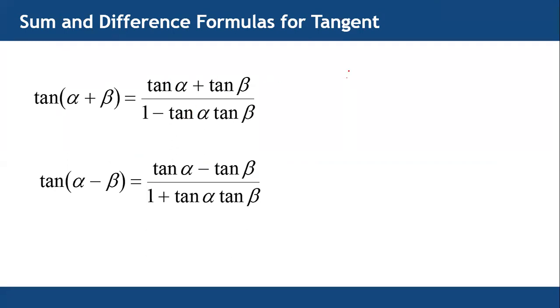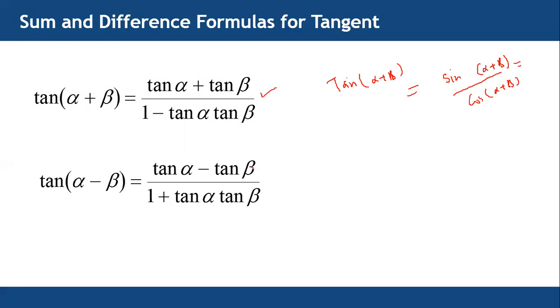How can you prove it? Let me tell you. If you have the right hand side, tangent alpha plus beta, how can you write this one? We can write it as sine of alpha plus beta divided by cosine of alpha plus beta. So you need to expand the sine and cosine formulas, and with the help of them you can prove this one.